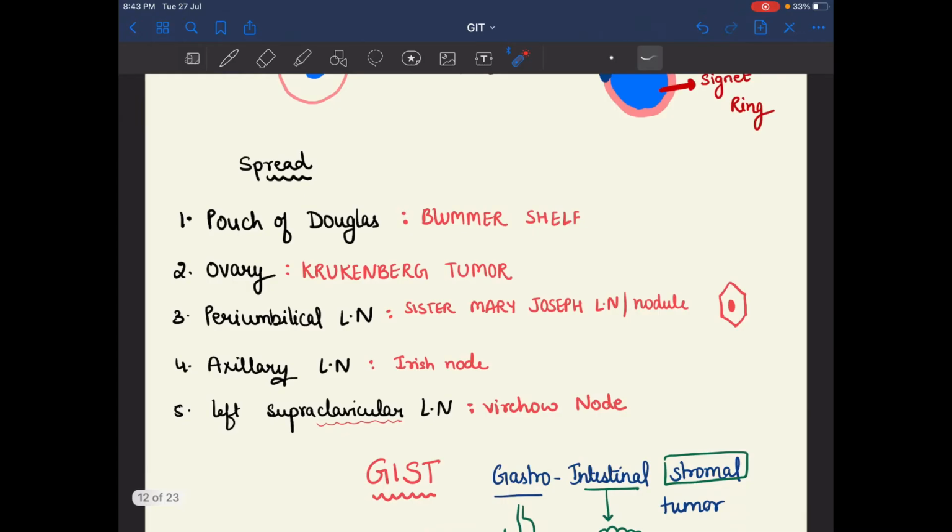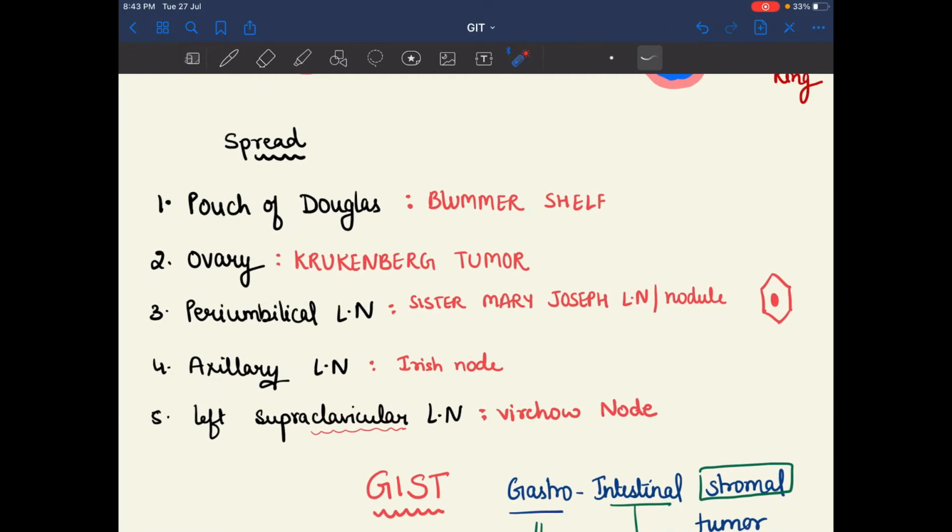Now, spread of the cancer. If adenocarcinoma spreads to the pouch of Douglas, then it is known as Blumer shelf. If it spreads to the ovary, Krukenberg tumor; periumbilical lymph node, then Sister Mary Joseph nodule. If it spreads to the axillary lymph node, then Irish node. And if it spreads to the left supraclavicular lymph node, then it is known as Virchow node. So these are the spreads of adenocarcinoma: ovary, Krukenberg tumor; periumbilical, Sister Mary Joseph; axillary, Irish; supraclavicular, Virchow node.